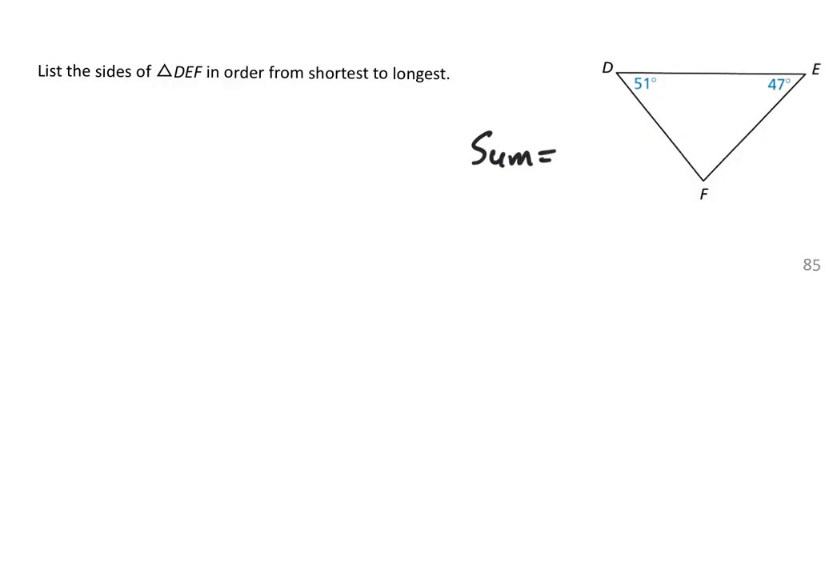We know that this triangle has a sum of 180. If I'm given the sides, I may not be able to find the third side. But if I know angles, I know that the triangle has to add up to be 180 on the inside. I know two of them, so I'm going to take 180 minus 51 minus 47. Okay? And what's that leave me with? 82.